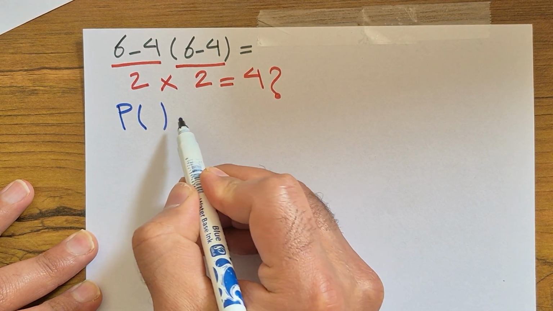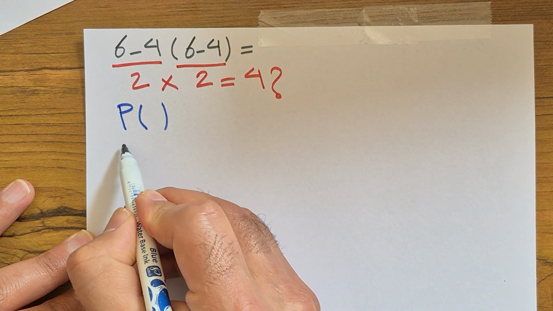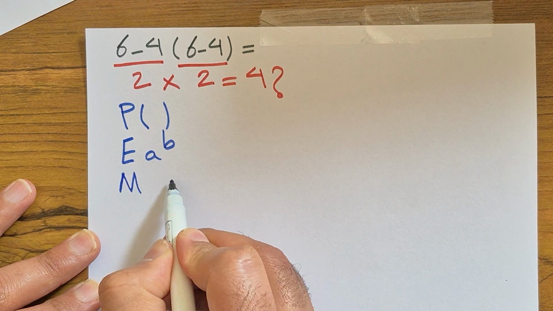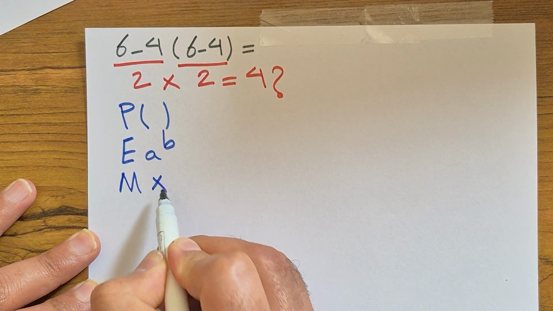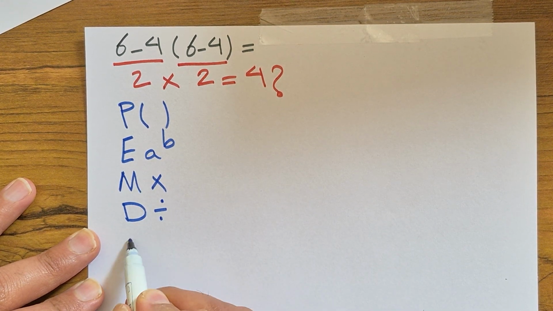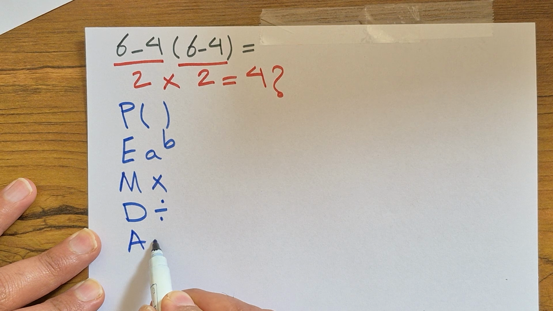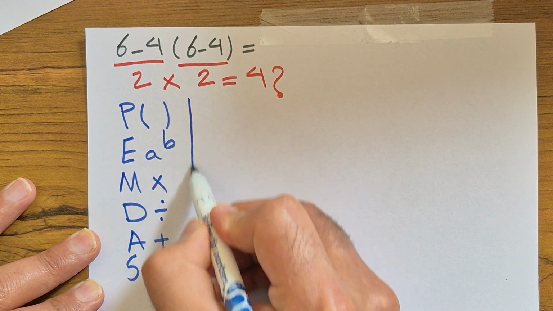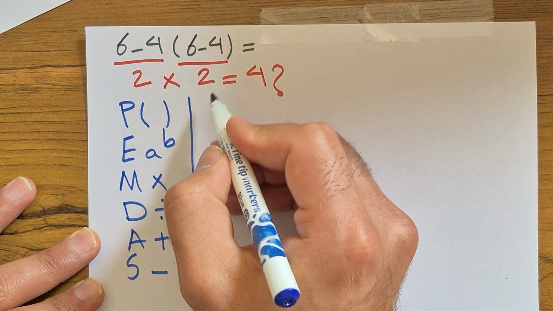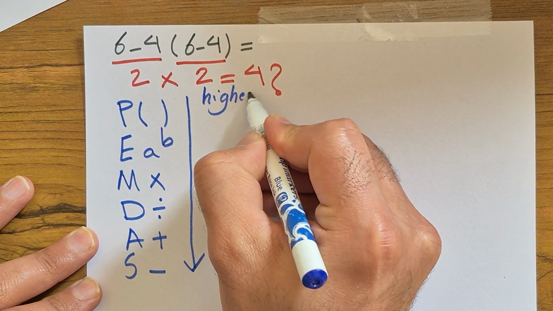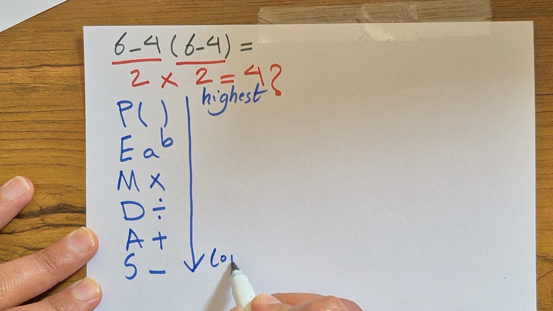P stands for parentheses or grouping symbols. E stands for exponents. M stands for multiplication. D stands for division. A stands for addition. And you tell me the last part. S stands for subtraction. And this shows a vector, an arrow of priority. So here we have the highest, and here we have the lowest priority.